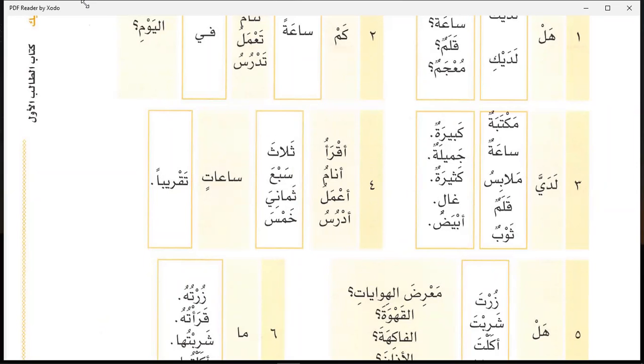Aqra'u thalatha sa'atin taqriban. I read three hours approximately. Anamu sab'a sa'atin taqriban. I sleep seven hours approximately. A'malu thamaniya sa'atin taqriban. I work eight hours approximately. Adrusu khamsa sa'atin taqriban. I study five hours approximately. Miss Rina, next two boxes.